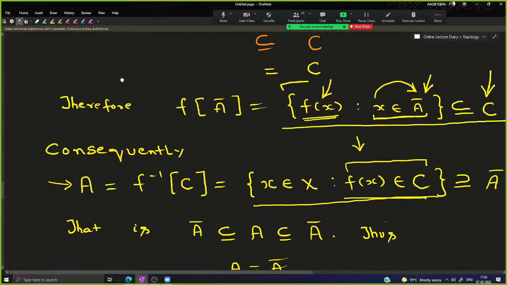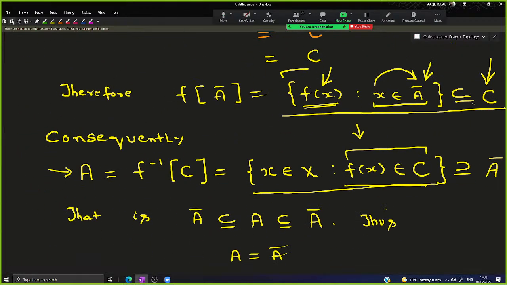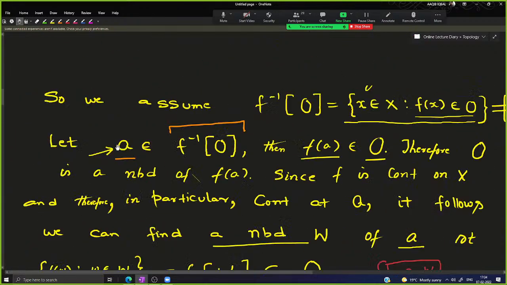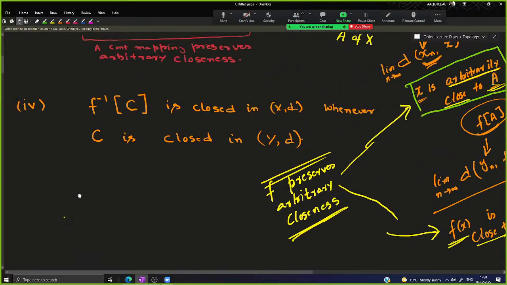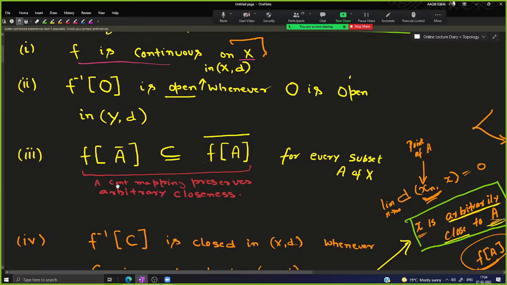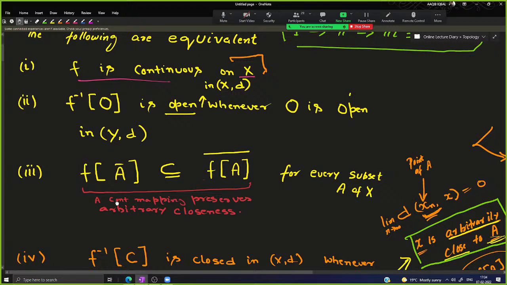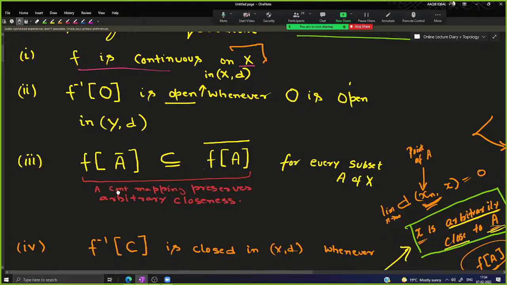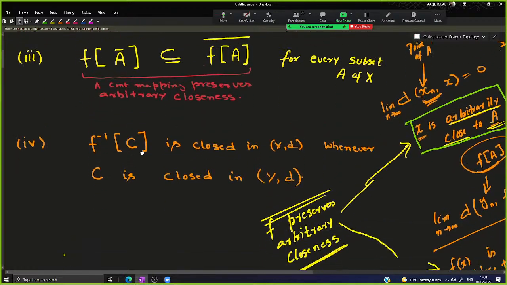So these 4 statements are equivalent. They are all equivalent to the continuity of the function on the whole space. I am talking about these 4 statements. So a function which is continuous on the whole space pulls open sets back to open sets, it preserves arbitrary closeness, and it pulls closed sets back to closed sets.